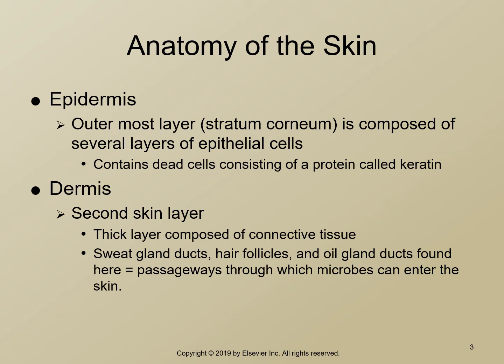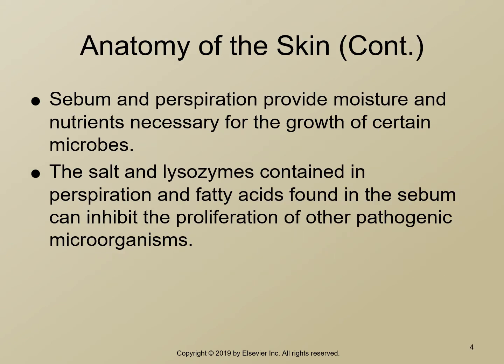Sweat glands, hair follicles, and oil gland ducts are found in the dermis. These structures are the potential passageways through which microbial organisms can enter the skin. The structures such as sweat glands and oil glands that serve as potential passageways also have protective functions. Sebum and perspiration provide moisture and nutrients necessary for the growth of certain microbes. The salt and lysozymes contained in perspiration and fatty acids found in sebum can inhibit the proliferation of other pathogenic microorganisms.